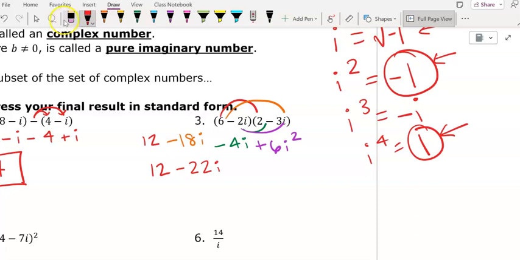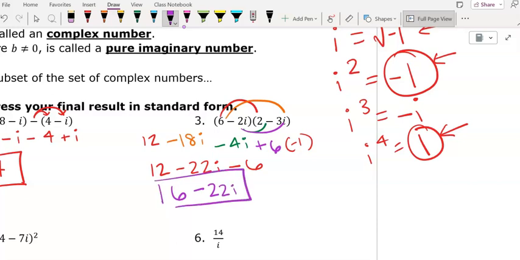So instead of i squared, let's change that. What does i squared equal? Well, i squared equals -1. So really I have 6 times -1. So that's -6, right? And then I'm going to take this a step further and combine one more time. I'm going to do 12 minus 6, and that's going to get me 6. And then I just bring down the -22i. And there's my final answer, 6 minus 22i.